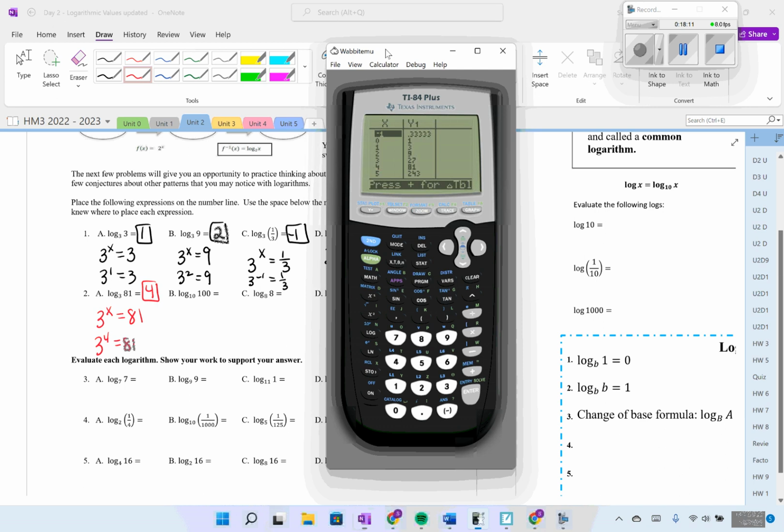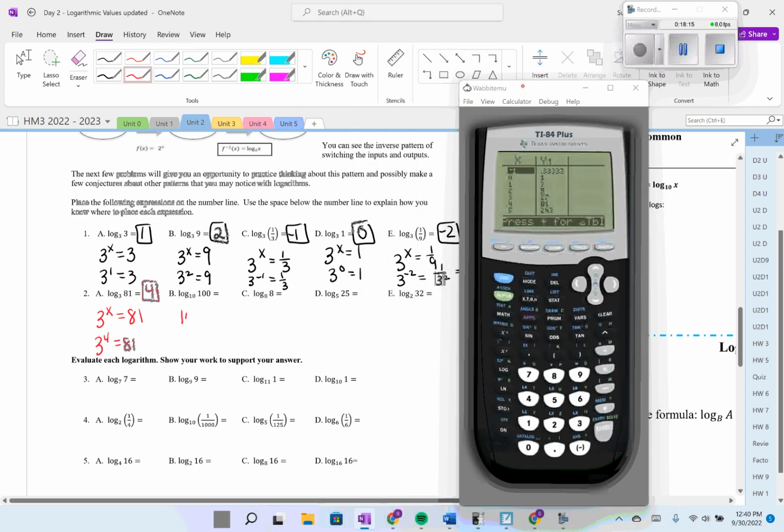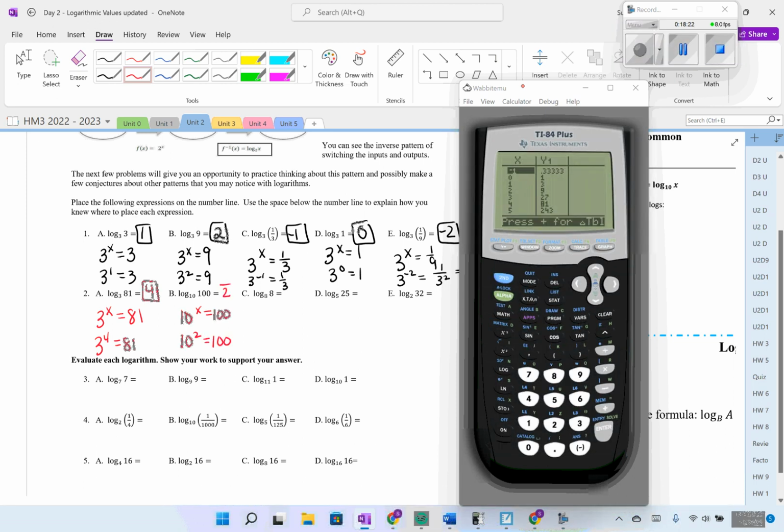So then for the next one, we have 10 as the base now. So 10 to what power equals 100? 10 squared is equal to 100. And the next one, 8 to what power equals 8? So 8 to the first power is 8. So 1. Again, pause the video, see if you can do D and E on your own. When you're done, unpause and we'll check our work.